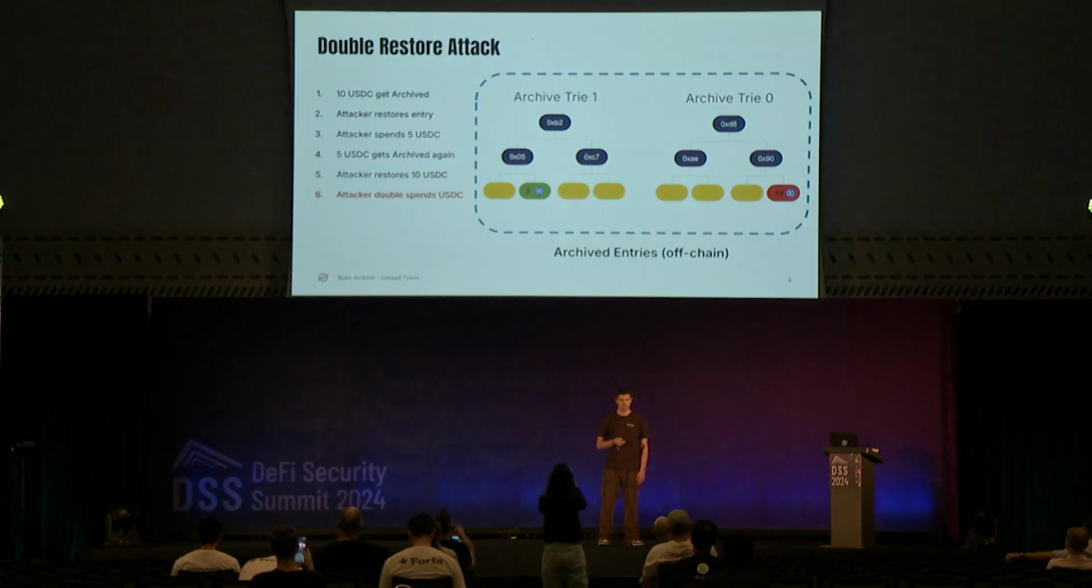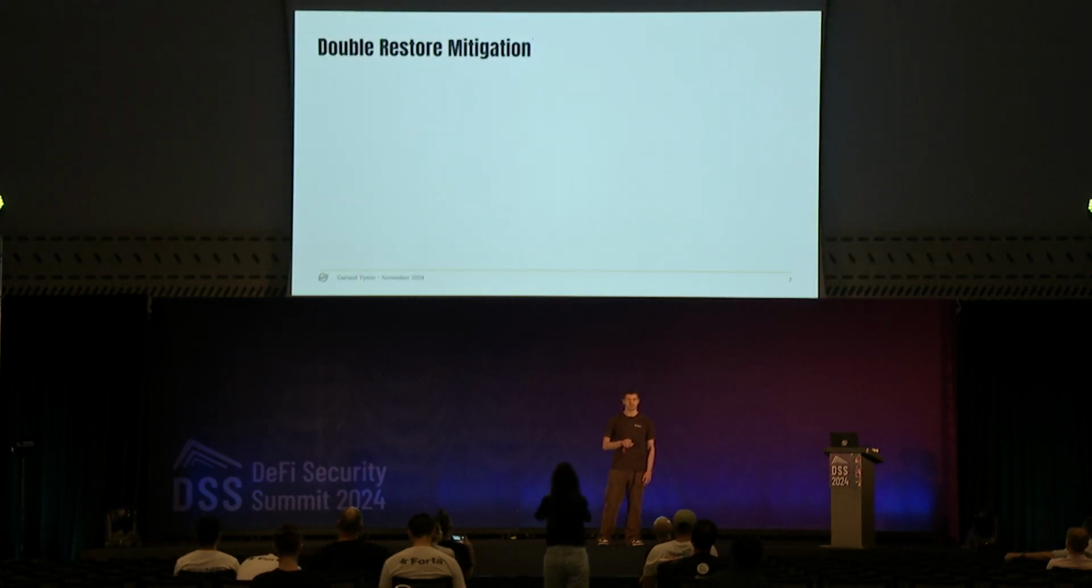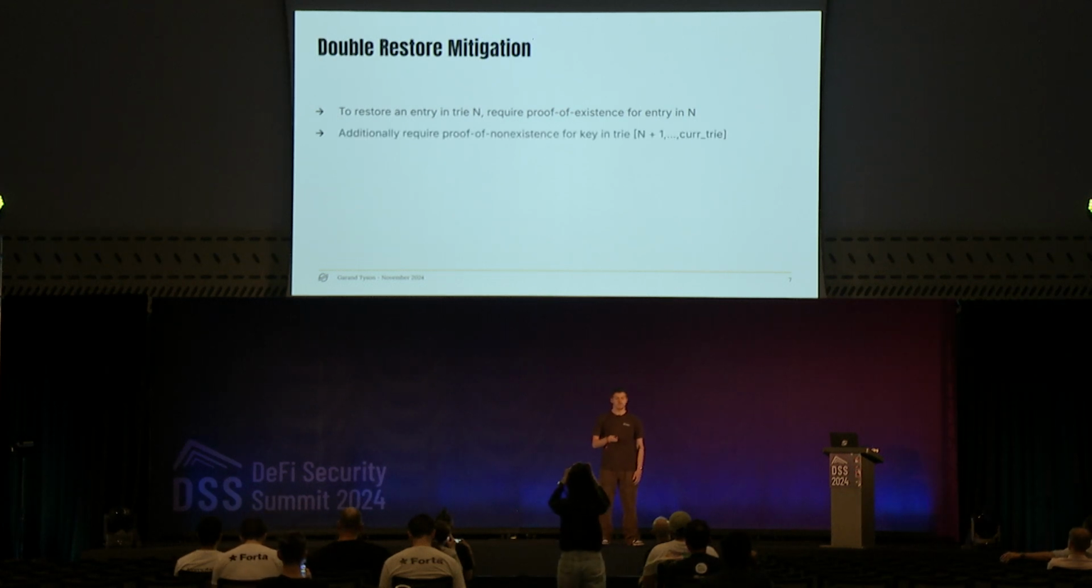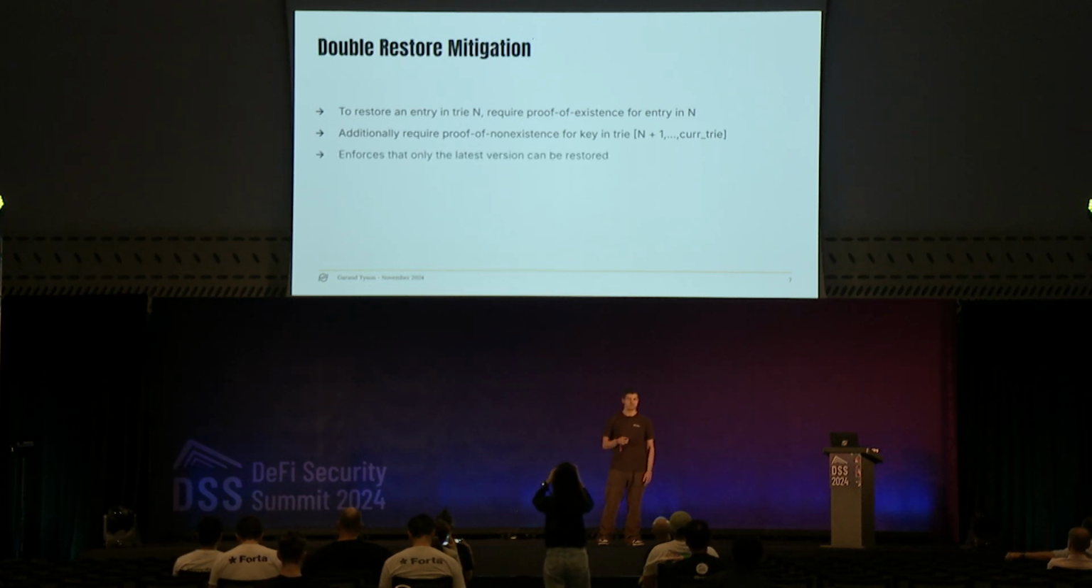Now, the validators have no way of knowing that this is an incorrect value because a valid Merkle proof of inclusion does exist. And so to defend against the double restore, what we're going to do is require a more complicated proof system. Just like before, if I want to restore an entry that's currently archived in trie n, I will have to include a proof of inclusion for trie n. Additionally, I'll have to provide a proof of non-inclusion for the given key in every newer trie.